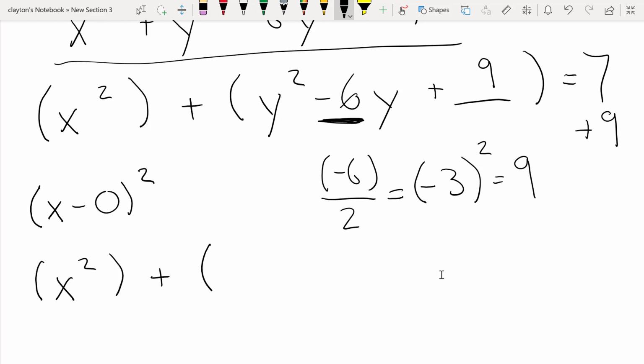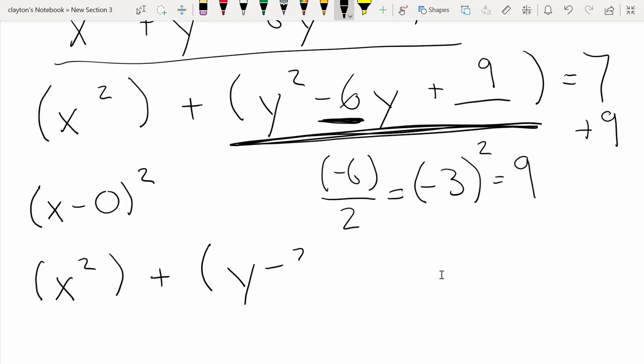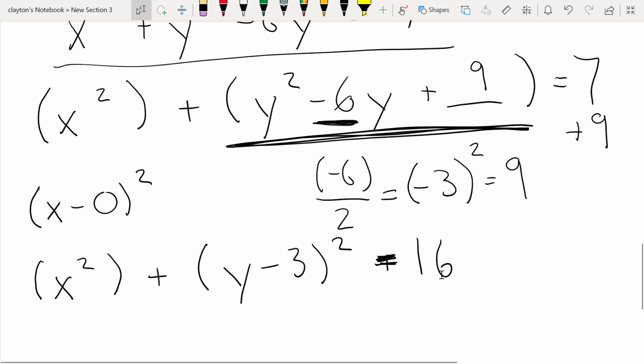plus, this now turns into, let's put this into perfect square format so I can see the center of my circle. This turns into y minus 3 squared plus 16. Equals 16, I'm sorry, equals 16, not plus 16. Now again, please take your time. I'm going through this process quickly, but take your time going through this process. I'll probably do one more.